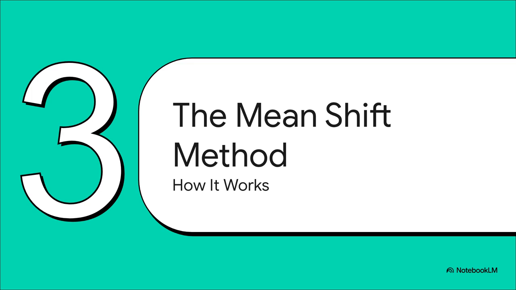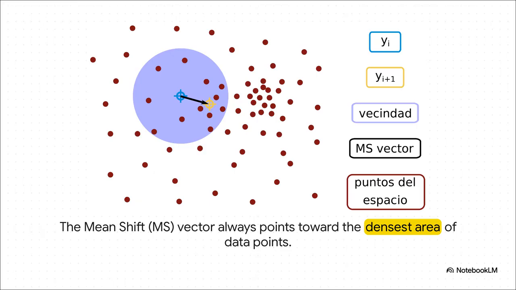Okay, let's get into the weeds here, because how MSSR actually works is just so clever. It's all based on this statistical idea called the mean shift. So imagine you're just looking at a cloud of data points. The mean shift concept is pretty straightforward. It calculates a vector, that arrow you see here, that always points from a starting point toward the densest area of the cloud. It's basically a mathematical way to find the center of a cluster.